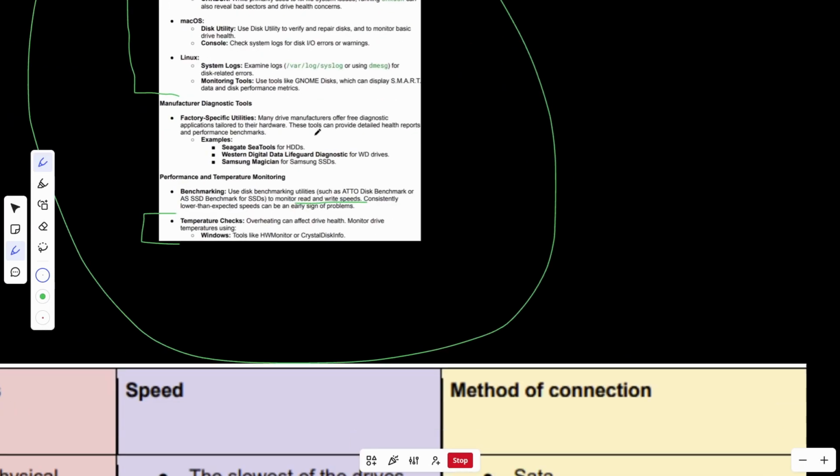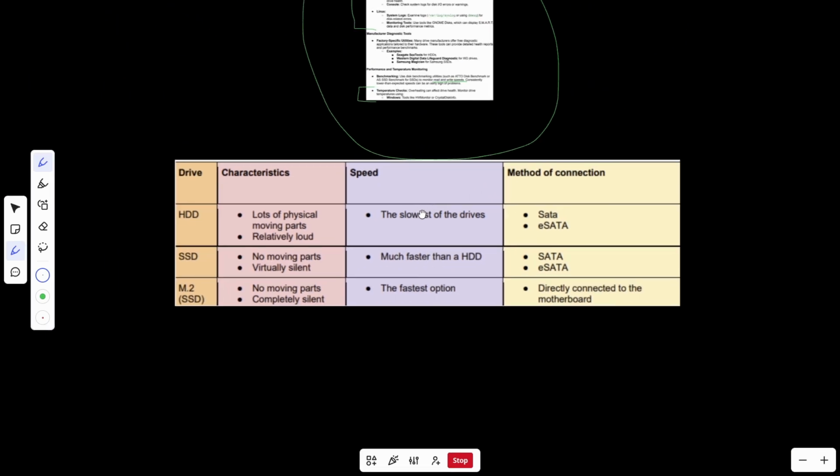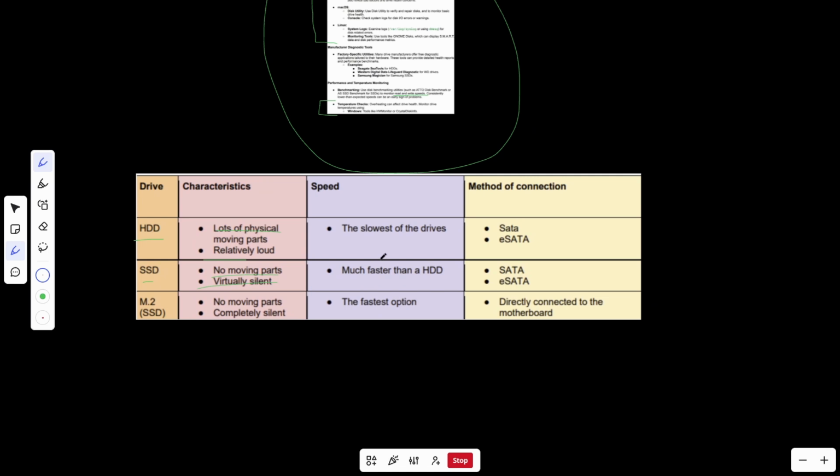Okay, so that brings me to this table, which highlights pretty well, I think, what the primary pros and cons are. So you've got your hard disk drive, which has lots of physical moving parts and is pretty loud. Solid state drive, no moving parts, virtually silent. Look, it's everything we just talked about. So you can pause the video and have a look, but that's pretty much what we just went over.